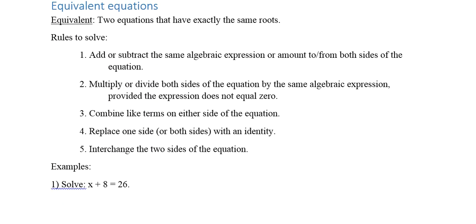Now, some of the rules that we're going to use to solve these, and you can always refer back to them if you get stuck. First thing you should always do is add or subtract the same algebraic expressions, and you want to do that to both sides. Then you want to go ahead and do multiplication or division. Then you will combine like terms on the other sides of the equation, or the equal sign.